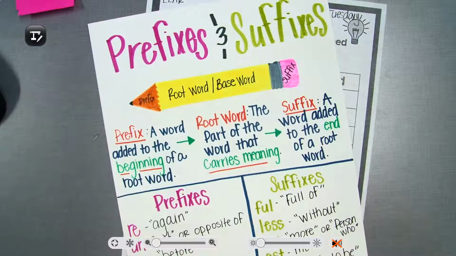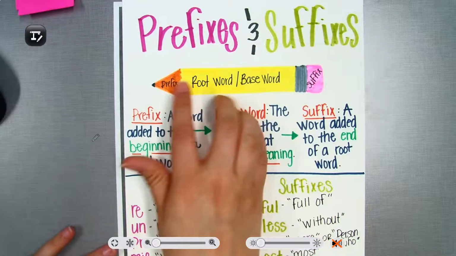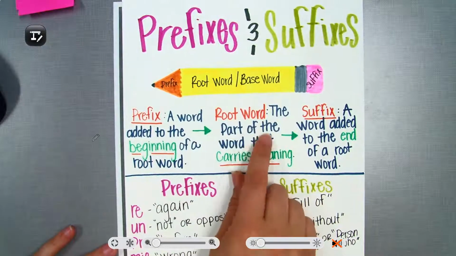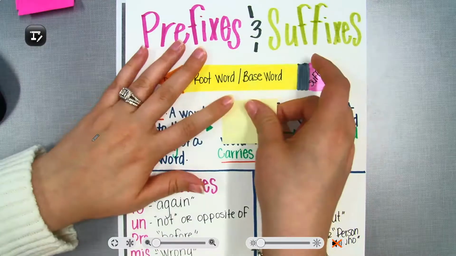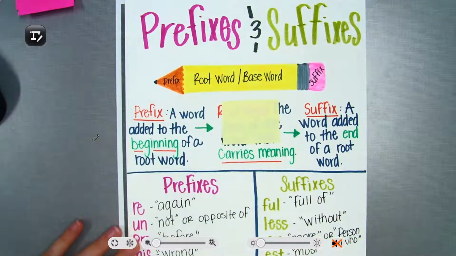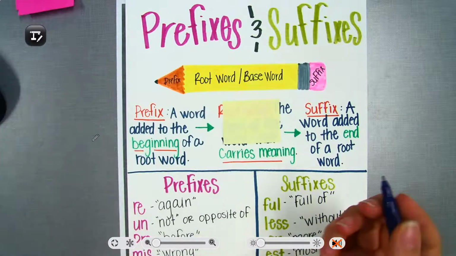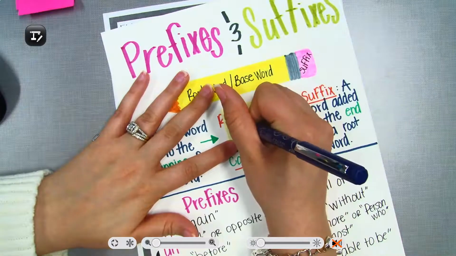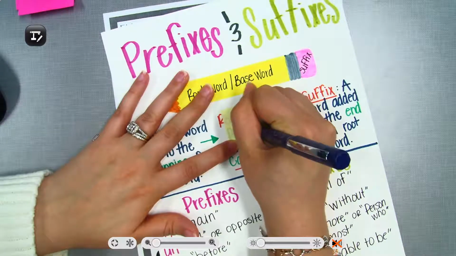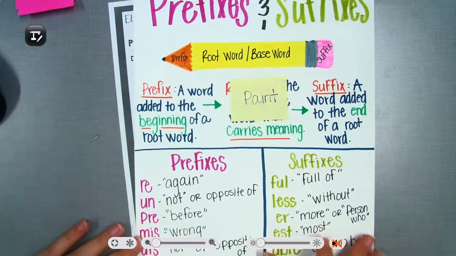Okay, so this week we are reviewing prefixes and suffixes. So let's talk about our prefix and suffix. Remember, we have what is called a root word or a base word, and that is the part of the word that carries meaning. So for instance, if my word was paint, okay, that is my root word.